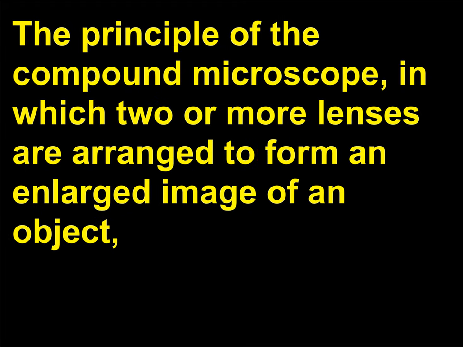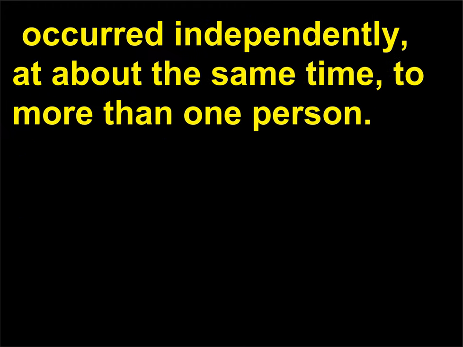Who invented the compound microscope? The principle of the compound microscope, in which two or more lenses are arranged to form an enlarged image of an object, occurred independently, at about the same time, to more than one person.